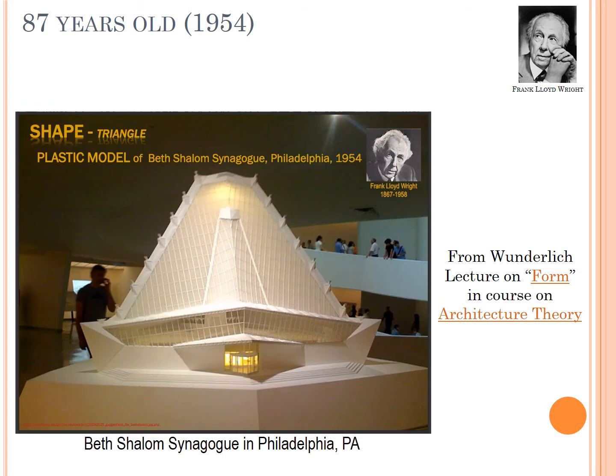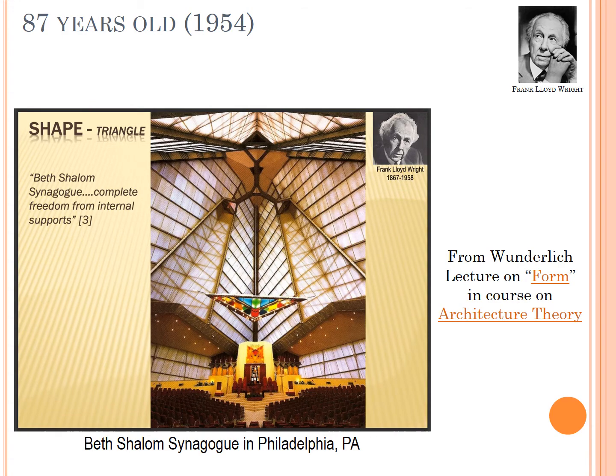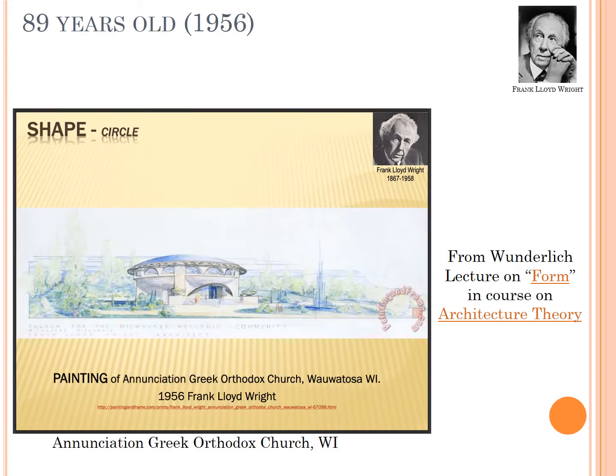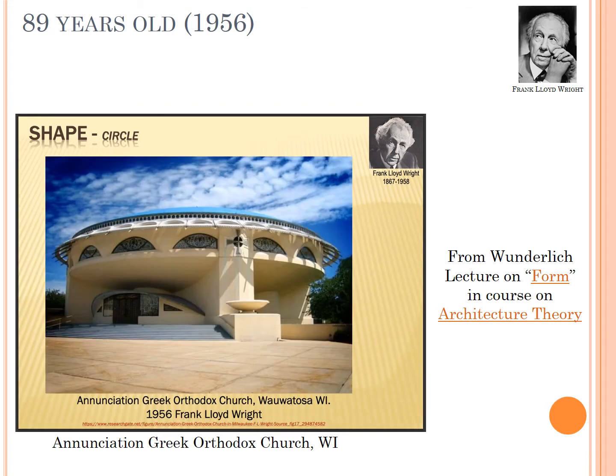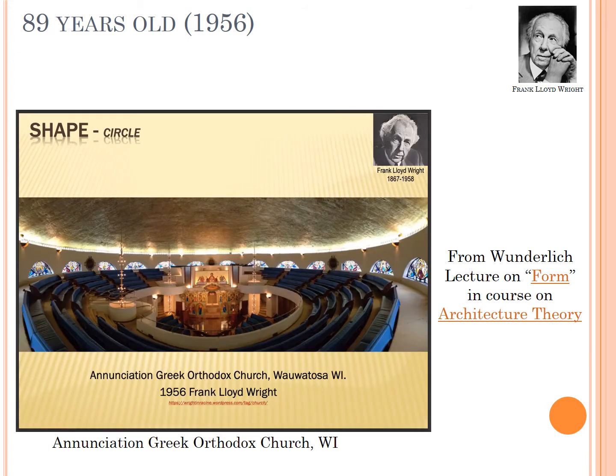At nighttime, here's a model. This is the interior. It's completely free of internal support, so it was quite a feat of engineering. Not so much on his part. He had to work with a structural engineer here, but the concept certainly was his. This is the Annunciation Greek Orthodox Church in Wisconsin, circular form. Age 89, circular form, interior circle.